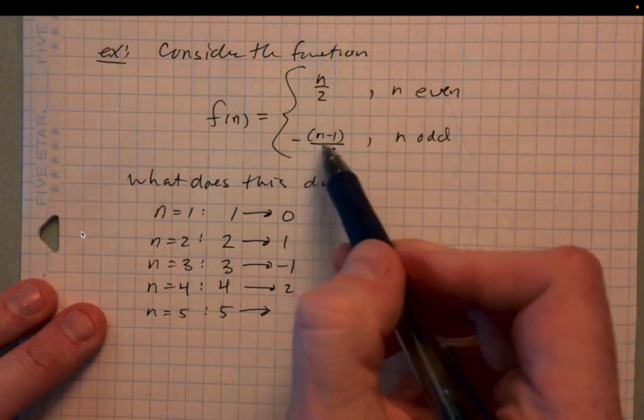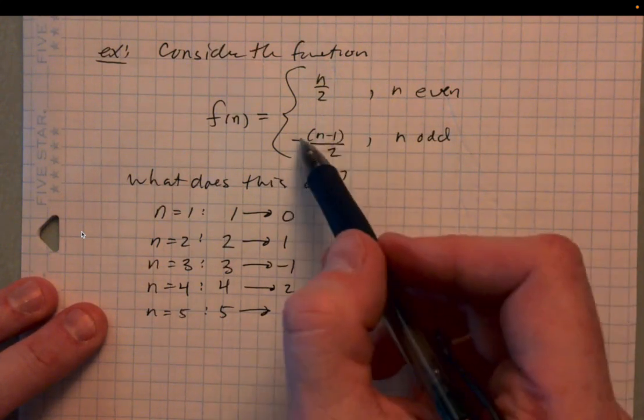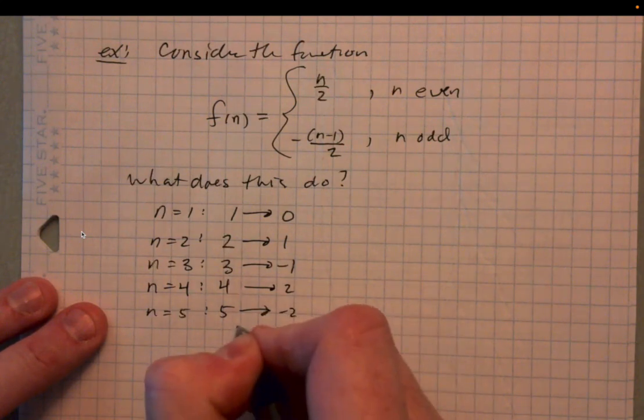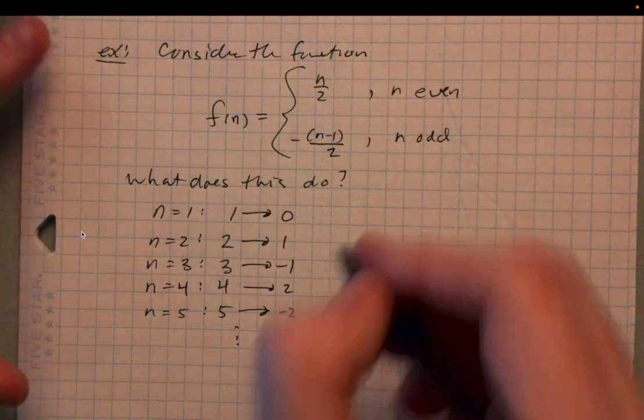5 is odd, so it'd be 5 minus 1 is 4. 4 divided by 2 is 2, and it's negative, so put a negative 2, and so on. You can see what's happening here. So we could prove relatively easily that f is a one-to-one function from the integers onto the natural numbers.